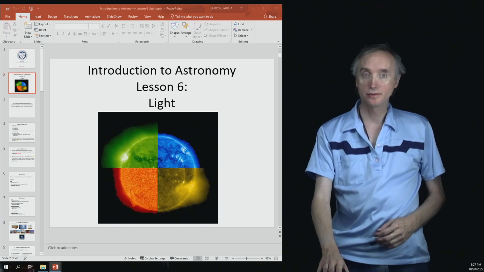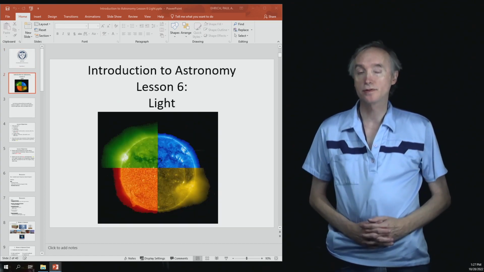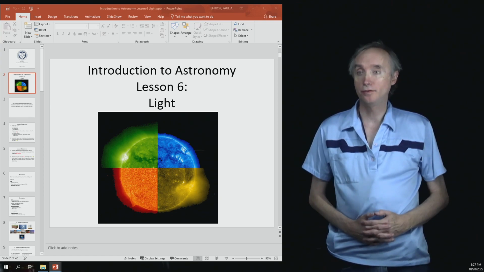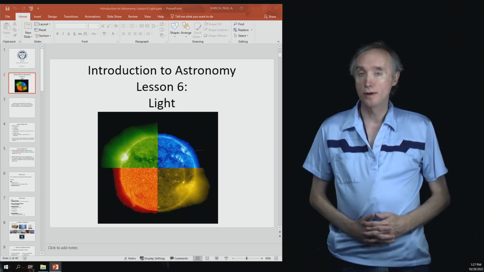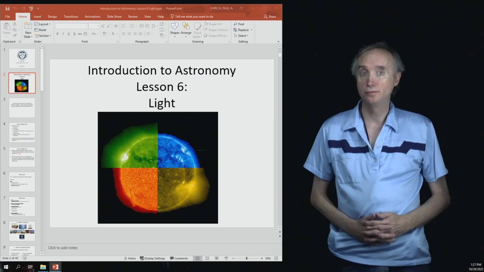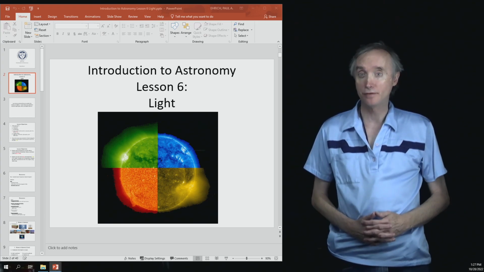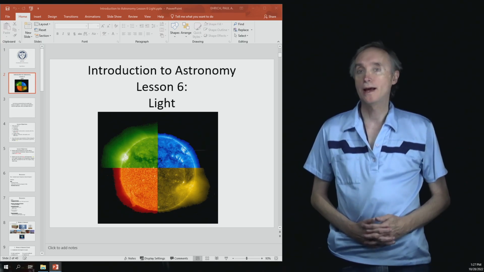So today's lesson is going to be on light. So this is lesson number 6. And lesson number 5, if you recall, was all about motion, and we talked about how forces and momentum and energy could predict the motion of objects, and then we also talked about what gravity was and then how that could be used to predict the orbits of planets as they go around a star.